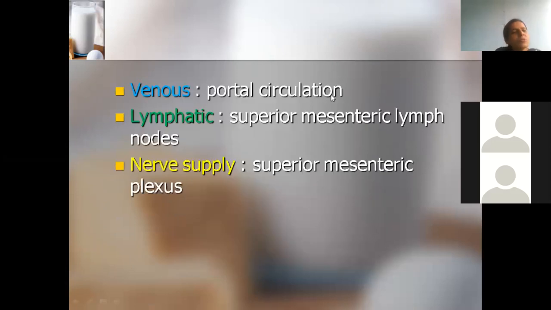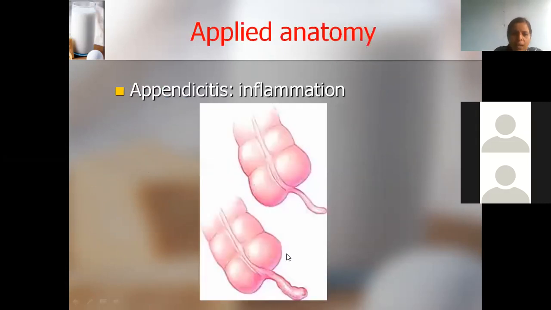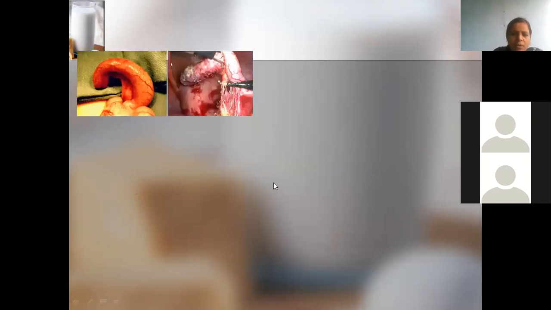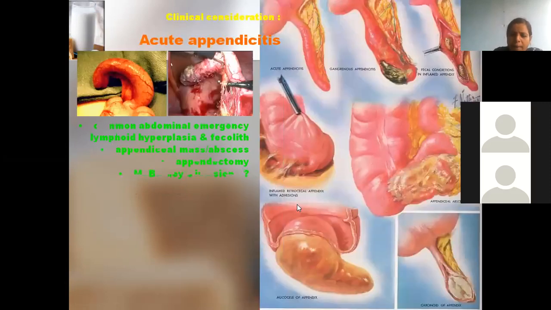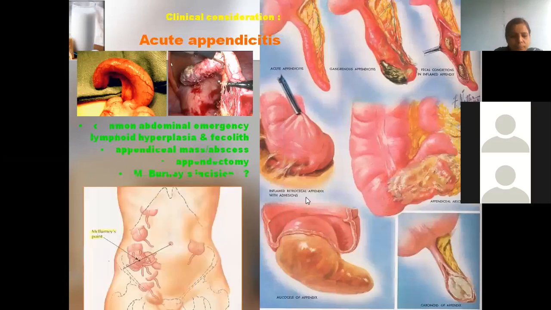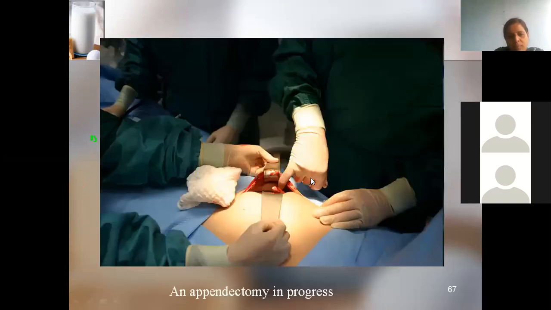Venous drainage: the appendicular vein goes into the portal vein. Lymphatic drainage goes to the superior mesenteric group of lymph nodes. Nerve supply is from the superior mesenteric plexus. Now, the most common clinical condition we encounter with the appendix is appendicitis, inflammation of the appendix. What surgery is done? Appendectomy, removal of the appendix. It is the most commonly done surgery by surgeons for any pain at McBurney's point.